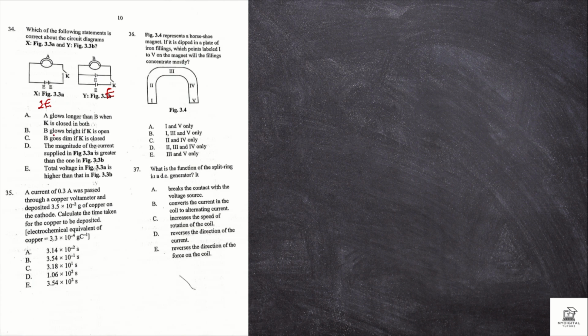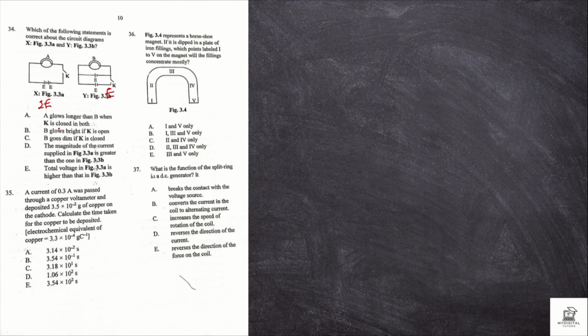But let's see option E. Option E says the total voltage in 3.3A is higher than that in 3.3B, which is also correct. But I will choose D because D has a significant, observable effect, like the brightness of the bulb, compared to just the number of volts. And remember that the number of volts is what led to the greater magnitude of the current that flows in 3.3A. Is that understood?